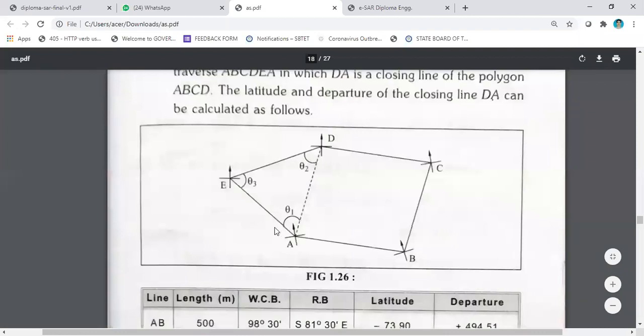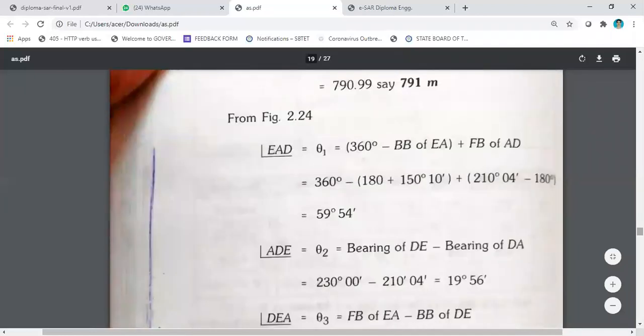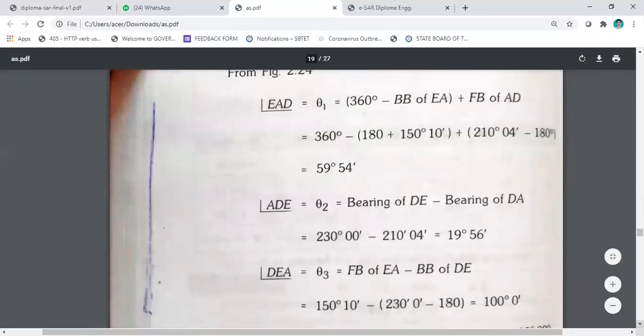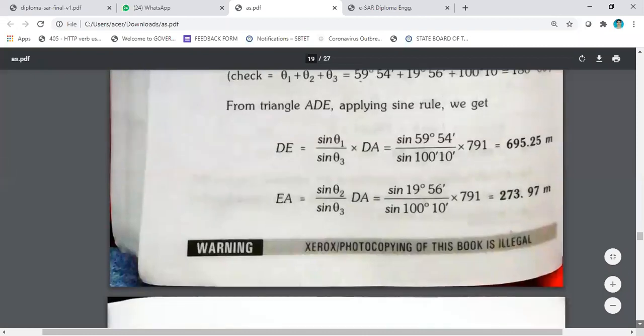side DA divided by sine of theta 3 is equal to side EA divided by sine of theta 2, which is equal to DE divided by sine theta 1. This is the sine rule. Any one side divided by the sine of the opposite angle is equal to the other sides in continuation. So by applying the sine rule, DE is equal to sine theta 1 by sine theta 3 into DA, and EA is equal to sine theta 2 by sine theta 3 into DA. So when you substitute values over here, you will get the missing lengths DE as well as EA. Is that clear?